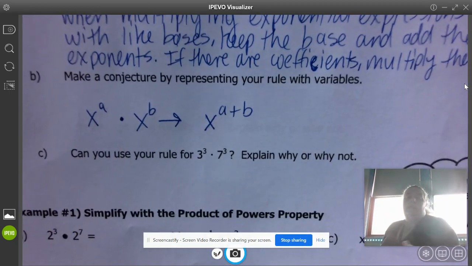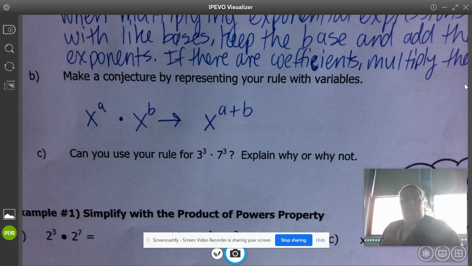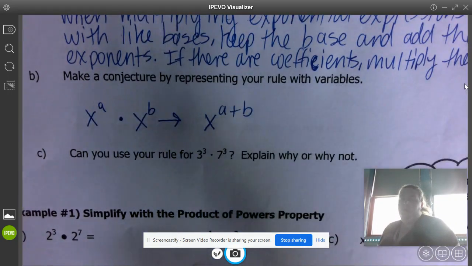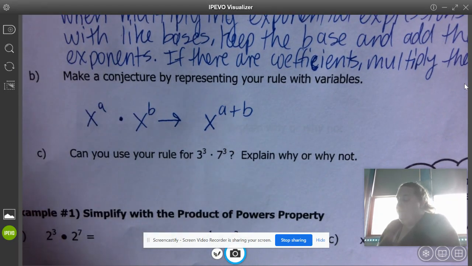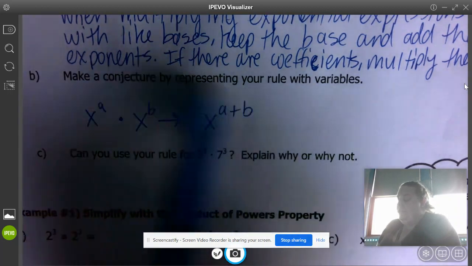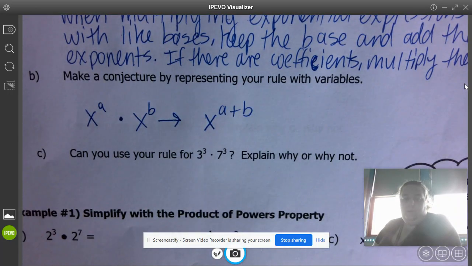Okay. So once again, we're in pre-algebra. You're all taking Algebra 1 next year. So we're really working on building our algebraic thinking and reasoning and being able to explain and justify our work using numbers, using explanations, and even using variables with rules like this.